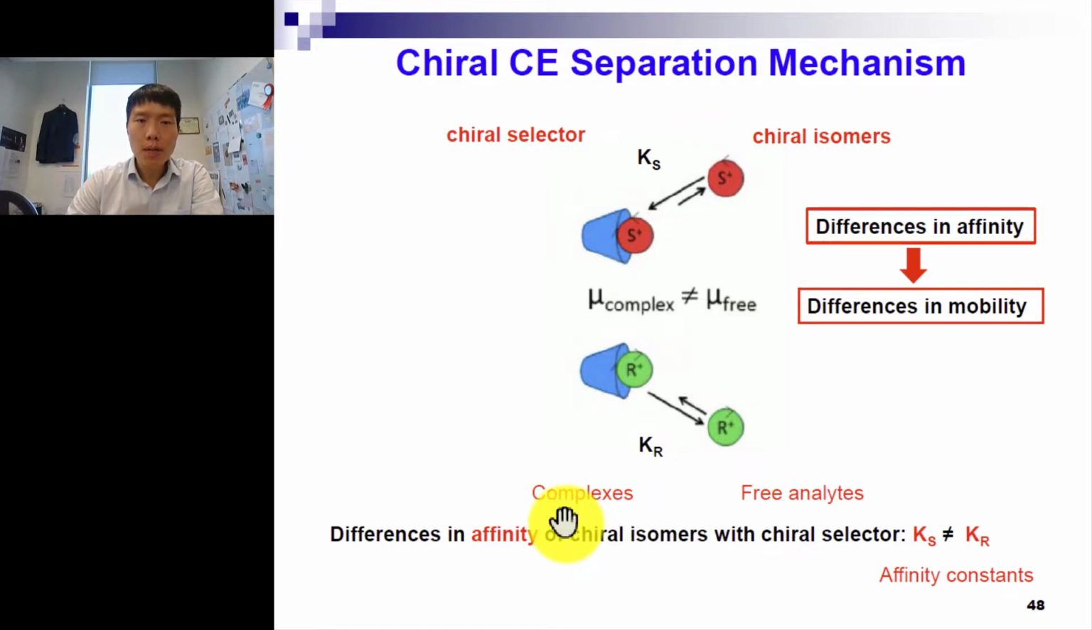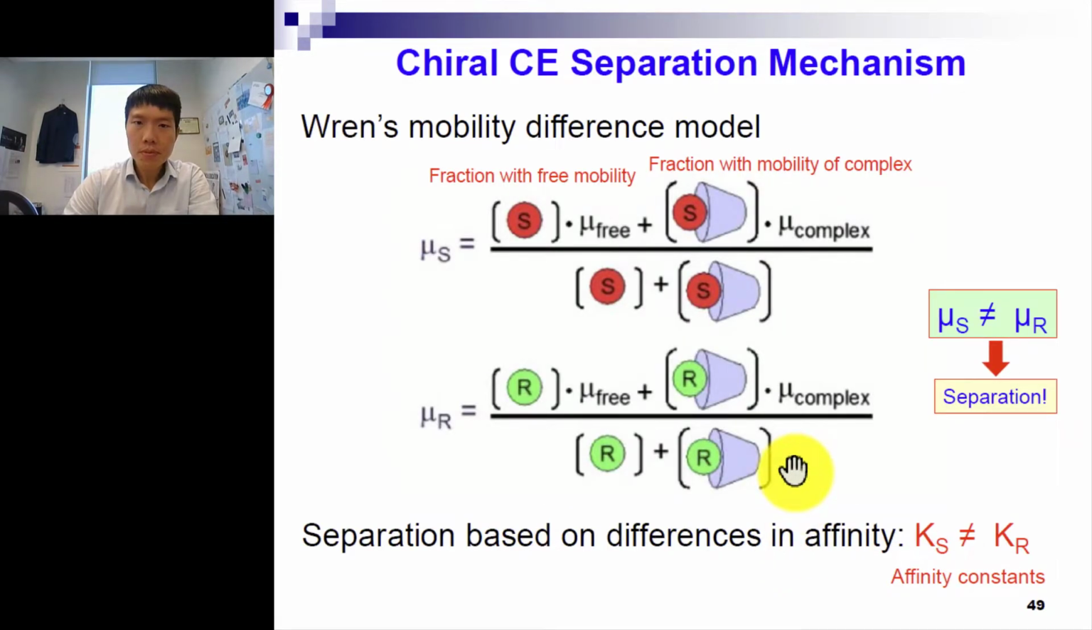So therefore, there must be a difference between the affinity of the S and R isomer for it to be successful. In this case, we introduce to you the mobility difference model here. You can see that it is more just an equation that you will do some substitution. We mentioned before that the mobility of the S and the R isomers are different because of the exchange in the complex form and the free form here.